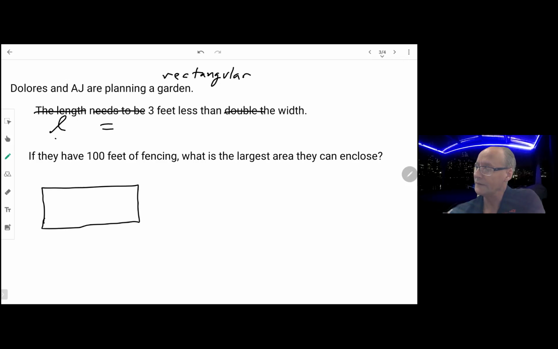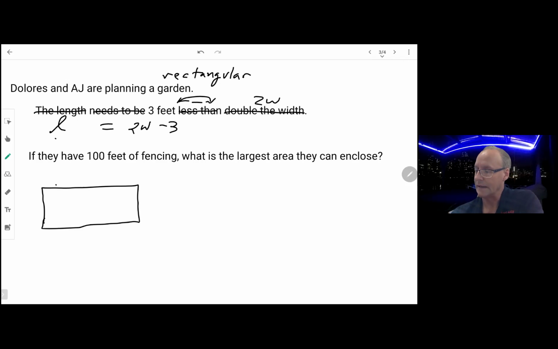Well, double the width is 2W. We know that. The "less than" is the problem child. This means reverse subtraction, and it's very important that you get the reverse subtraction in there. That means that we have to turn this around. So we get 2W minus 3.